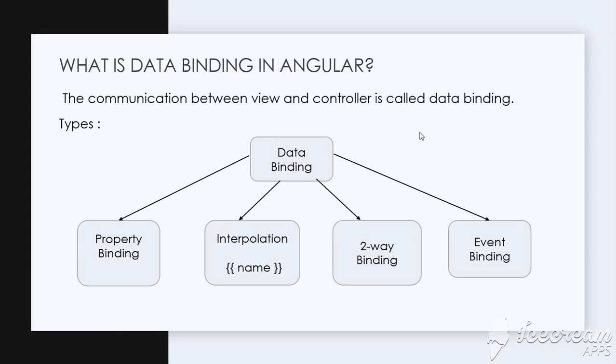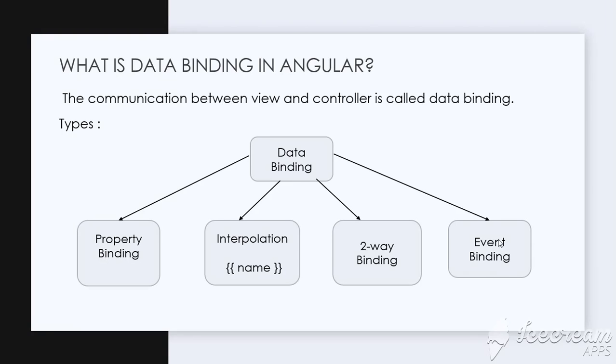Two-way data binding, of course, means the data is going from the view to the controller and also from the controller to the view, in both directions, from the TS file to the HTML file and from HTML to TS. If this is happening both ways, it is called two-way data binding. But if it's happening only one way, let's say from HTML to TS or from the TS file, the controller, to the HTML, if the flow of data is in any one direction, it's called one-way data binding.